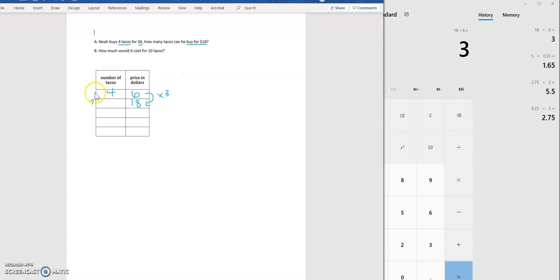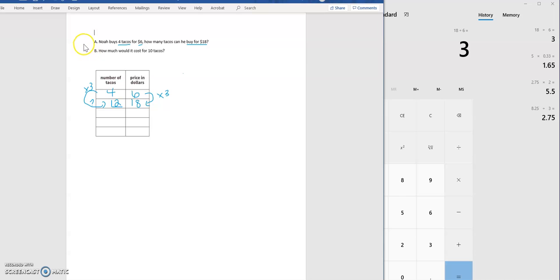And just like if we were creating an equivalent fraction, whatever we do to one of the numbers, we need to also do to the second one. So the number of tacos is 4 times 3. So for question A, we can get 12 tacos for $18.